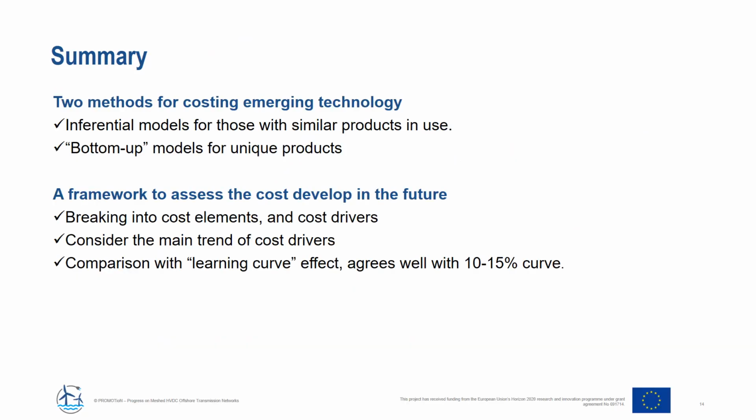To summarize this presentation on costing emerging technology at the current level, we have two methods, inferential methods and bottom-up methods. To assess the cost development in the future, we propose a framework, breaking the cost of overall components into cost elements and further into cost drivers, and then assessing the impact of the major trends on the cost drivers. The results show that they agree well with the learning curve effect of 10 to 15% cost reduction per doubling of accumulated capacity.